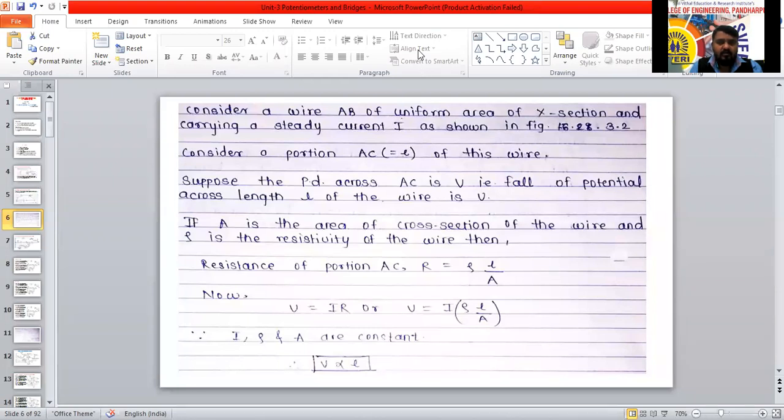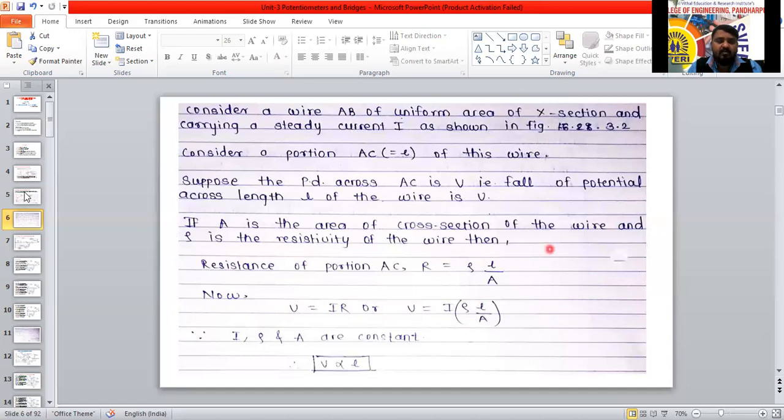We already know that rho, the resistivity of the material, is constant here. The cross-sectional area of the complete conductor is constant everywhere; we have considered a uniform cross-section area. But the length is varying here. Now we are not considering the complete AB, we are considering only some part of AB, so that is not constant here. And the current flowing through it will be constant.